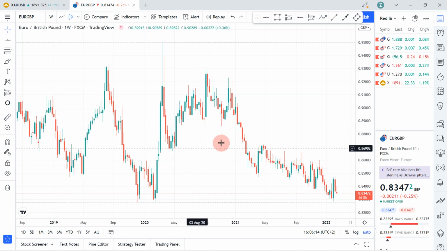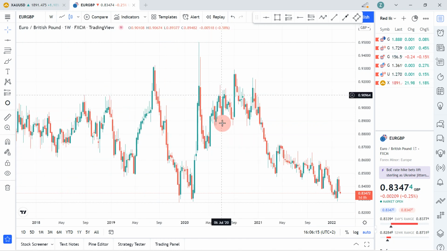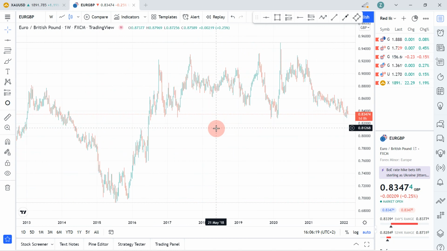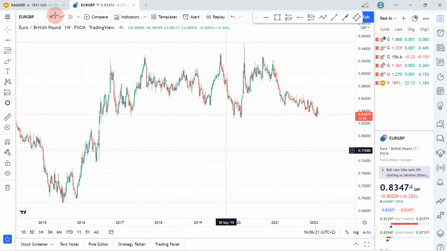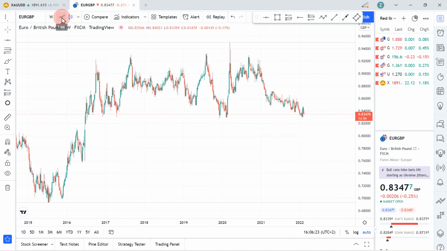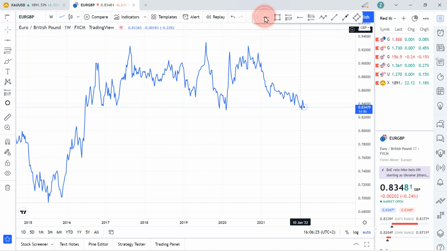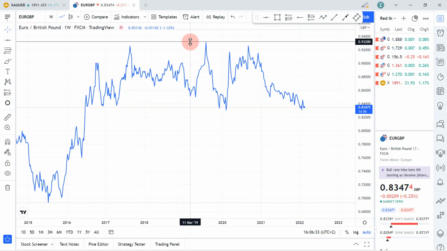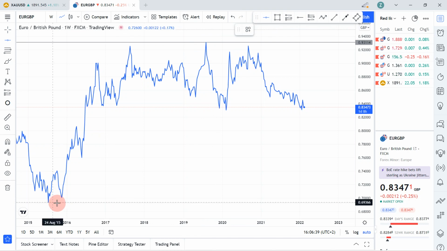I'm currently in a weekly time frame, and then I would zoom out. You see what's happening in the bigger picture, and then switch to a line graph. Right, a line graph. Spot your highest high and your lowest low. So this is my highest high, and we place my lowest low, which is here.